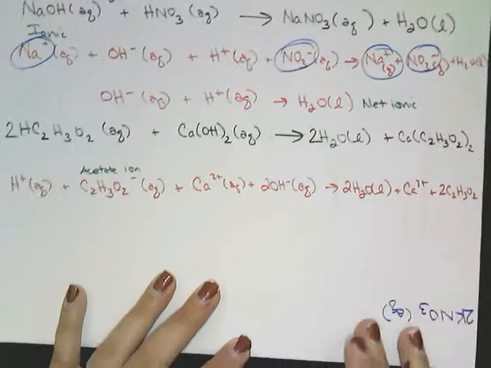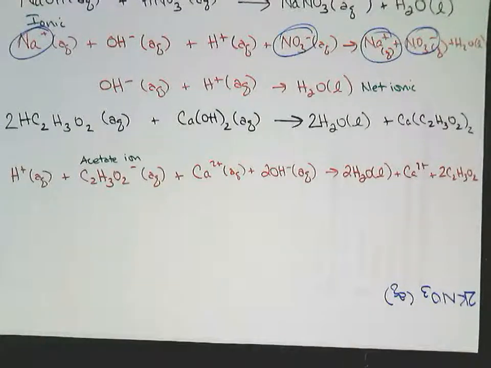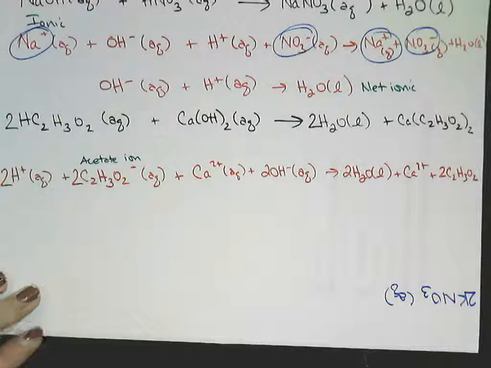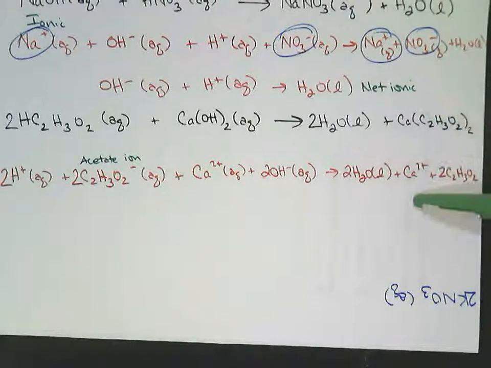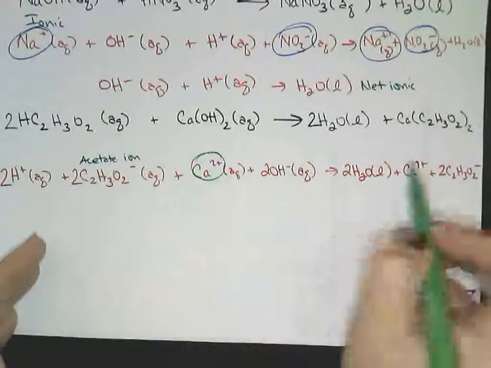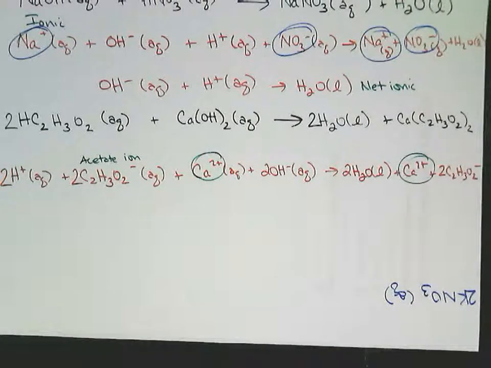Ran out of space. Okay. So then I have 2 of these, 2 of those. All right, so now I have my molecular and ionic. Who are the spectator ions in my ionic equation? Which ions appear on both sides of the arrow? The calcium appears on both sides, yeah. And there's one more. The acetate ion.